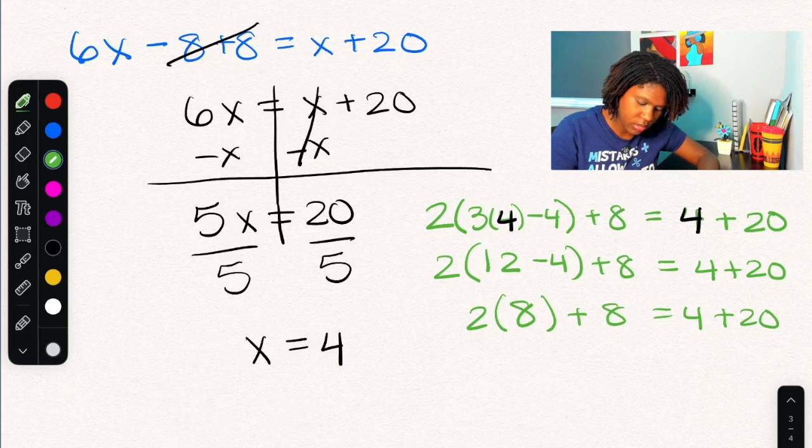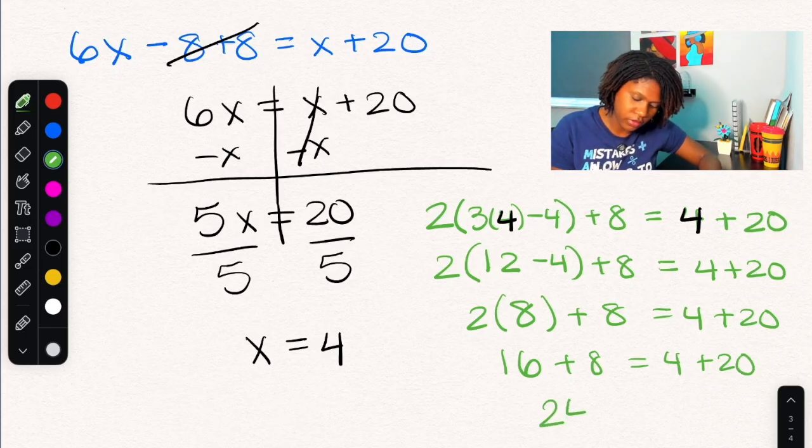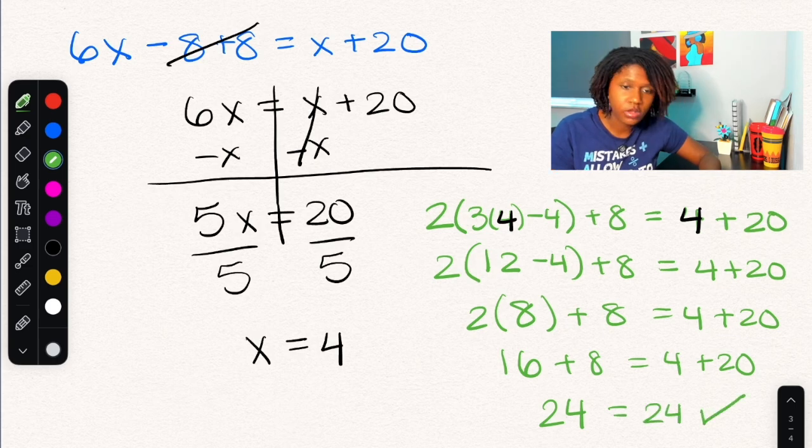2 times 8 is 16. And then 16 plus 8 would give you 24. And 4 plus 20 would also give you 24. So we've got it. x equals 4 was the right answer.